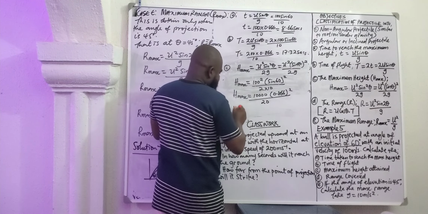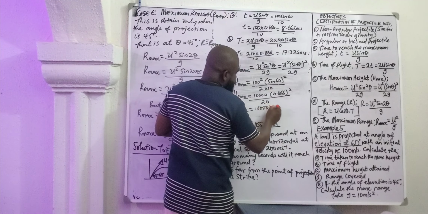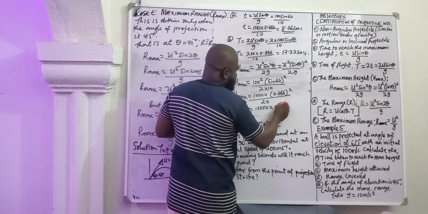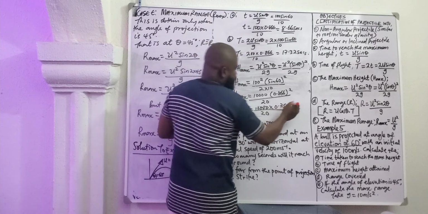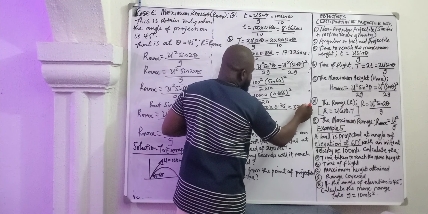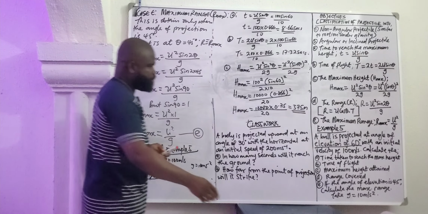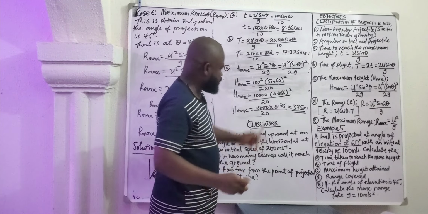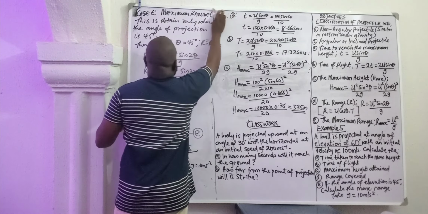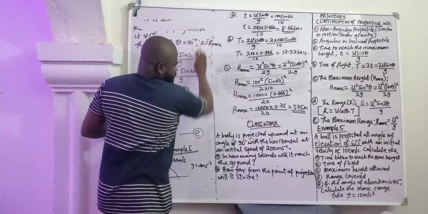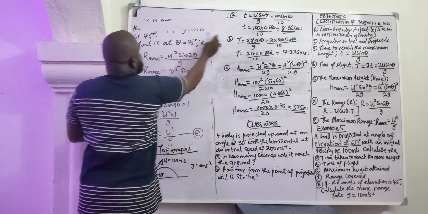Over 20. So this gives me h max is equal to 10,000 times this square, 0.75, divided by 20. If you multiply out, you have 375 meters as a what? As a maximum height. Please, you have access to a calculator. Press it and then confirm that the answer is correct. Then we are asked to look for the range covered.